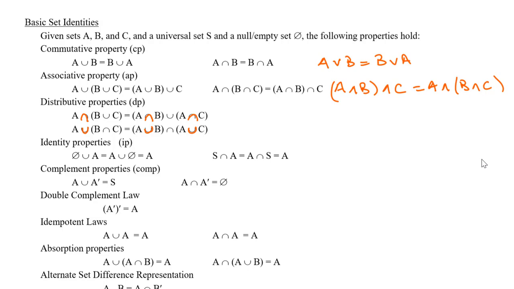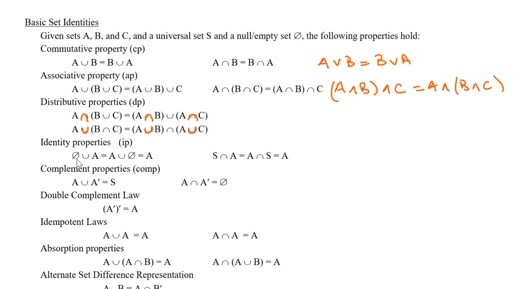The other thing is the identity. An empty set union A is the same as A union the empty set, which is the same as A. So you get the identity A. So for sets, when you have union, the identity will be the empty set.